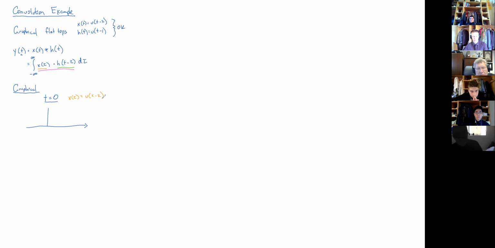We know that it changes when the argument of u is 0, and the argument of u is 0 when tau equals 2. So we'll graph that. For large values of tau, the argument is going to be positive. For very negative values of tau, the whole argument will be negative, which means the step function will be 0, and we get that. So this is the graph of x of tau, and that's the first part of the integral. The second part of the integral is in green.